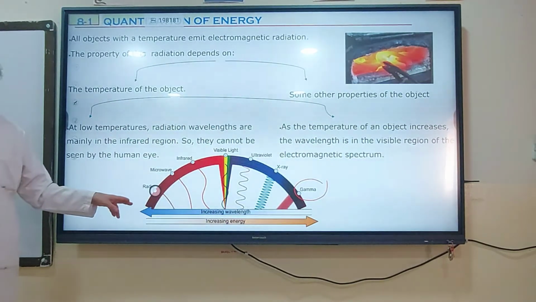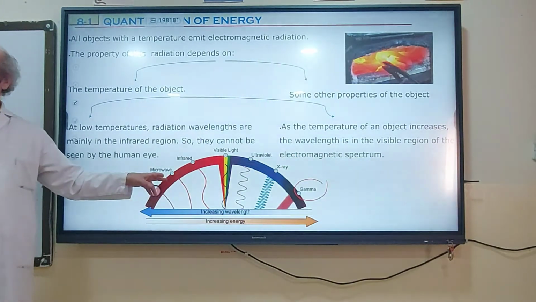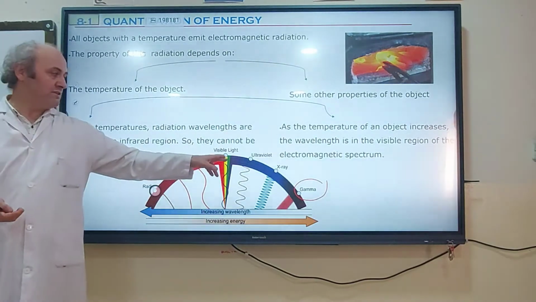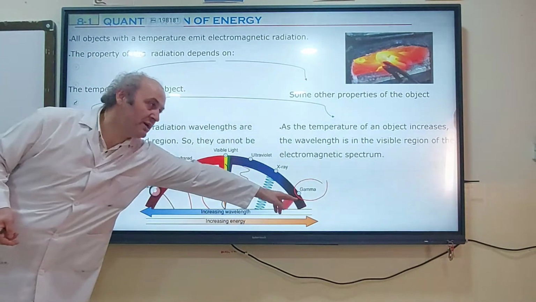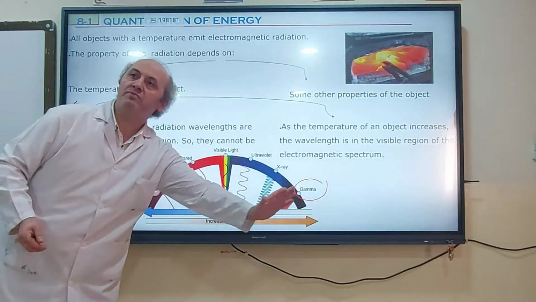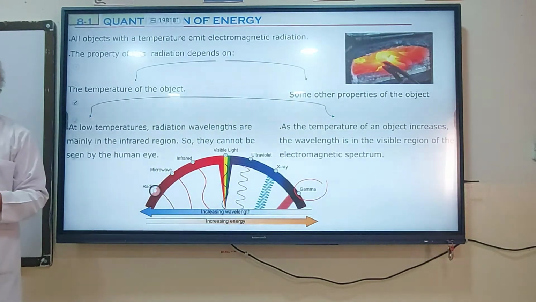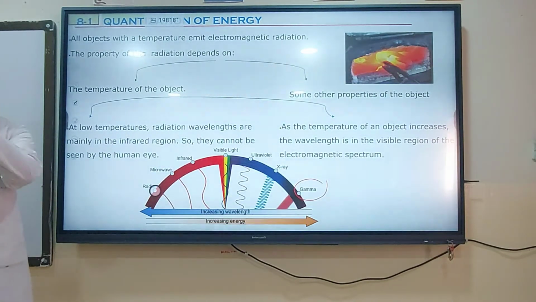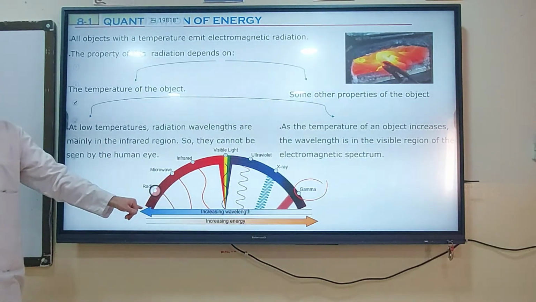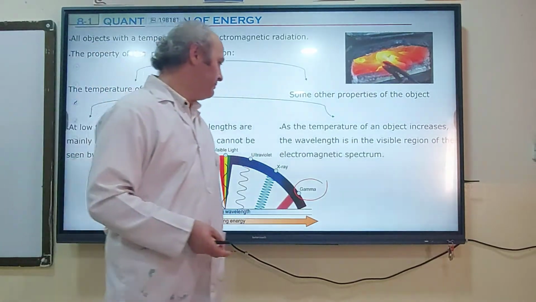Then you can say that radio waves have the smallest frequency. Microwave is a bit higher. Infrared is a little higher. Visible, and then which one has the highest frequency? Which is gamma. And from left to right, frequency increases and energy also increases. But wavelength is opposite. Wavelength is the opposite of the frequency. So longest wavelength, radio waves. Shortest wavelength, gamma rays.